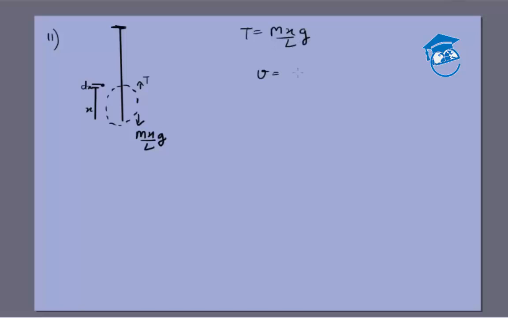We know what the speed of the wave pulse is. It is root of T by mu. Mu is m by L. So this is equal to root of gx. So at this point, speed is root gx.